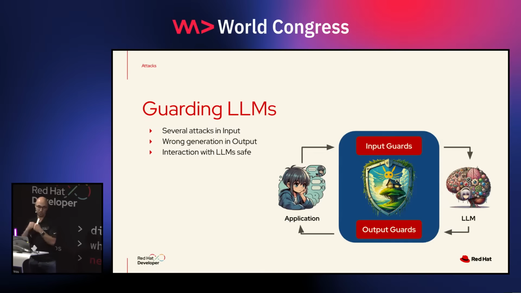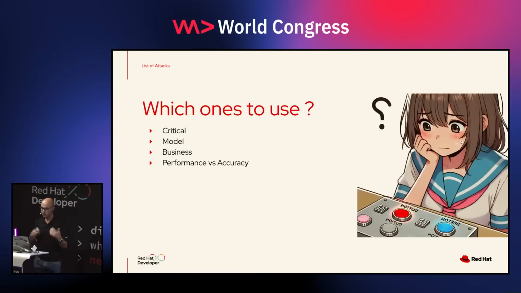Then, if it's fine, we go to the model. But the model then generates a response, and this response can contain some weird or not cool content that we need to protect our users from receiving, right? So we need to make the interaction with the LLMs safe. So, you'll see today a lot of different protections. Which one to use? Well, it depends on a lot of different aspects.